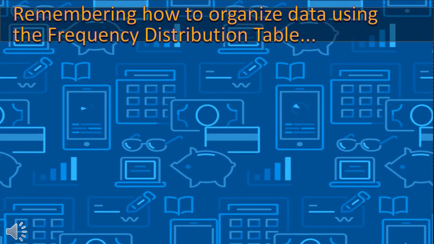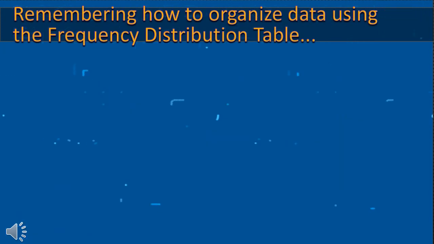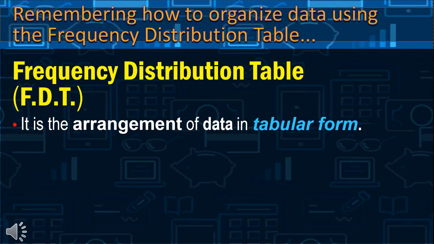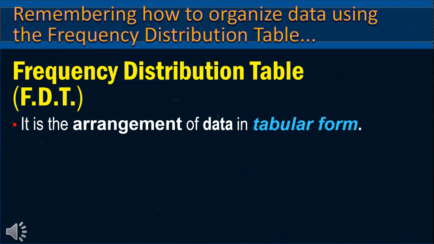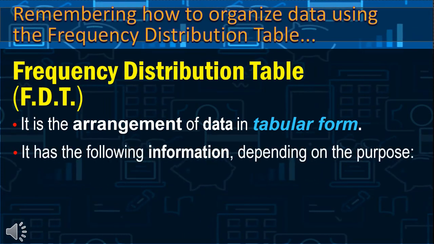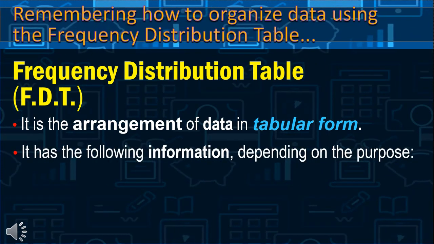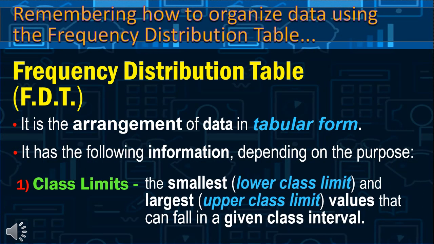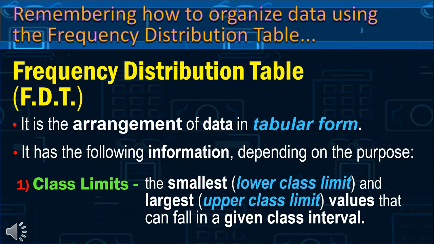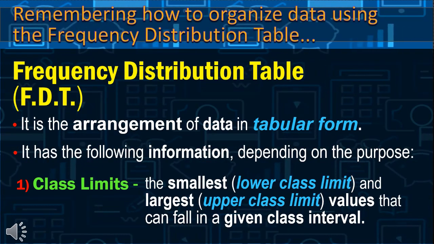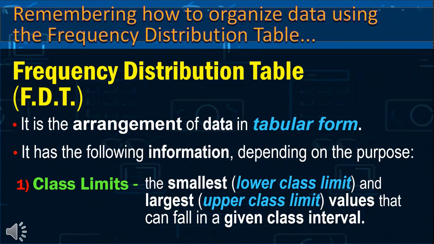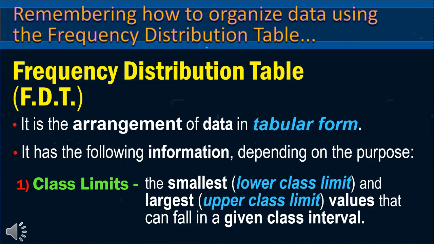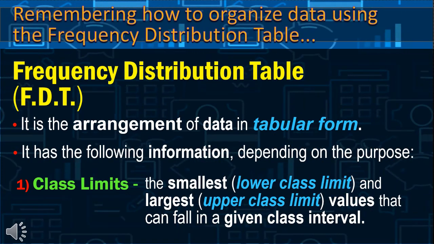Let us remember how to organize data using the frequency distribution table. Frequency distribution table, it is the arrangement of data in tabular form. It has the following information depending on the purpose. Number 1, we have the class limits. Class limits are the smallest or lower class limit and largest or upper class limit values that can fall in a given class interval.